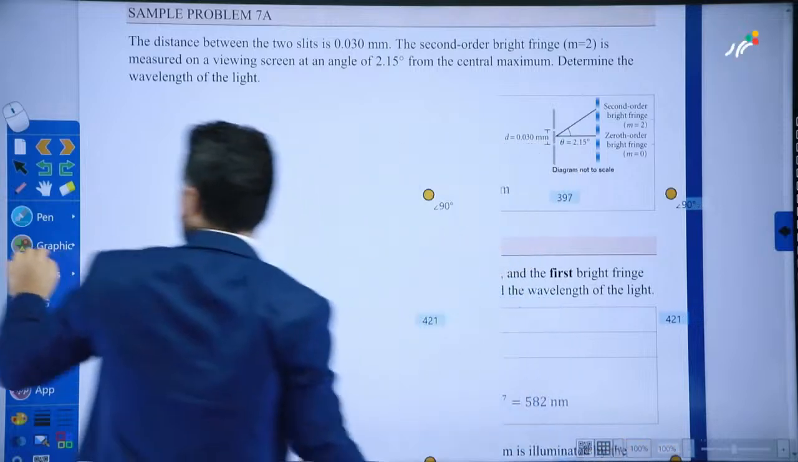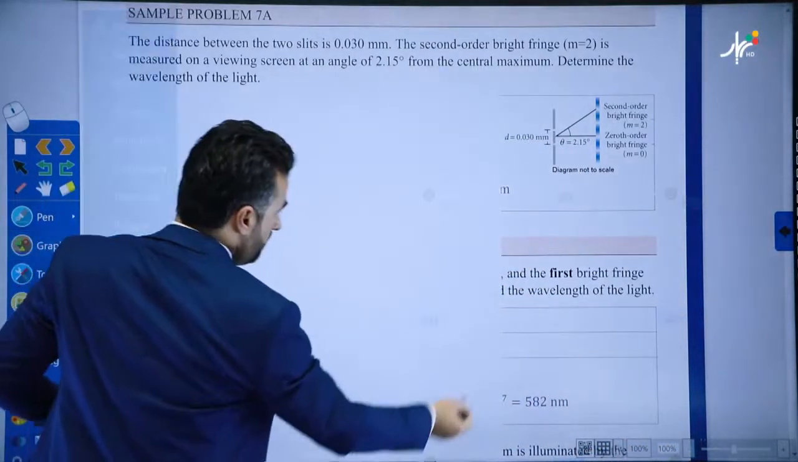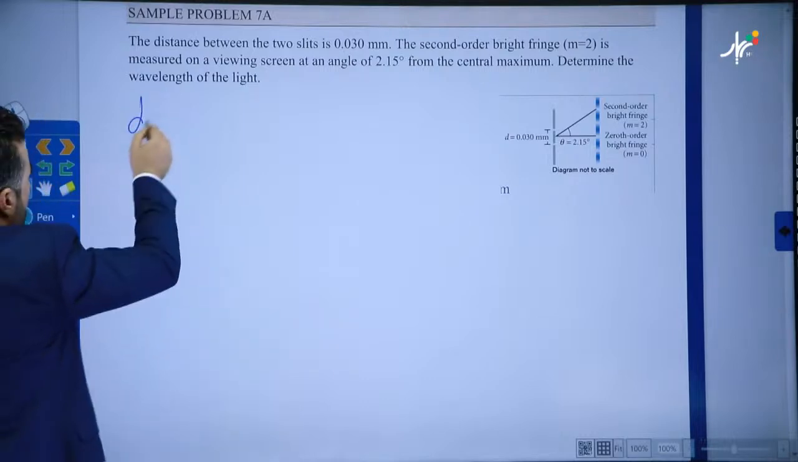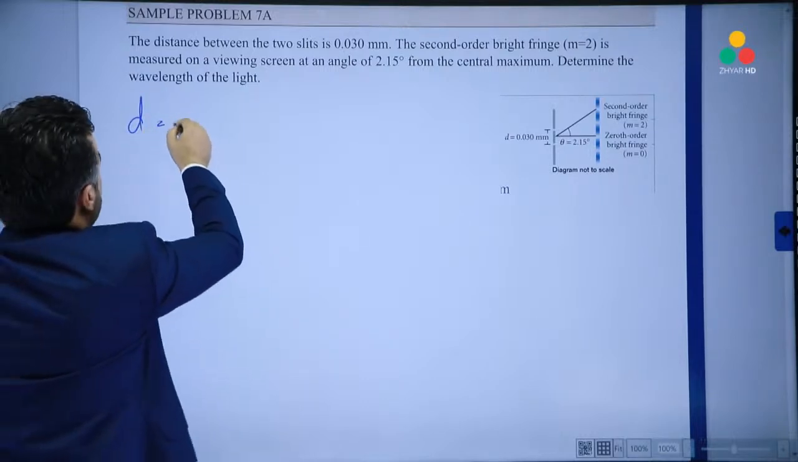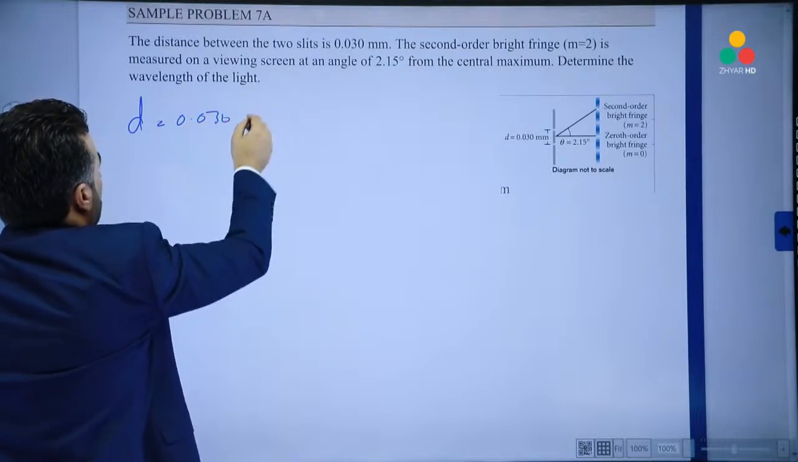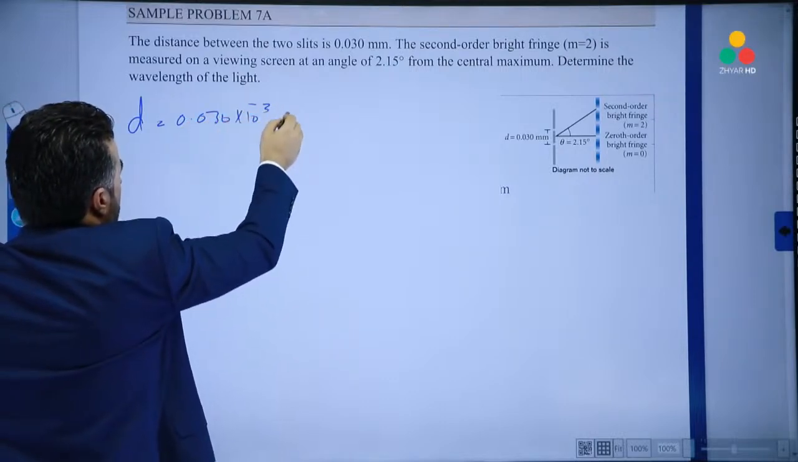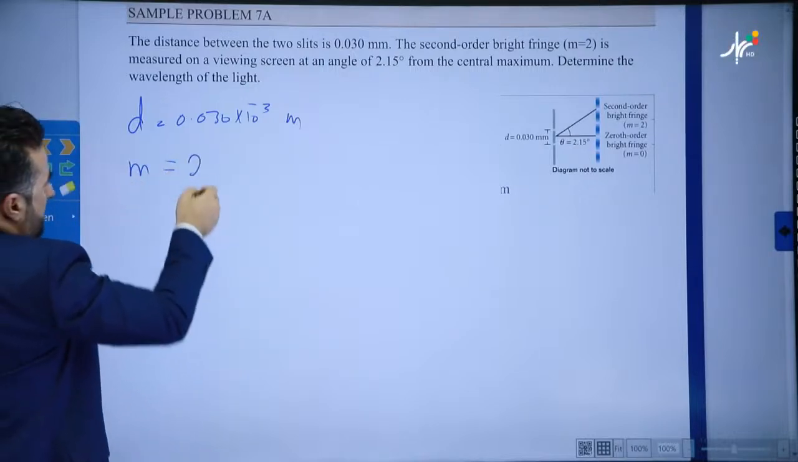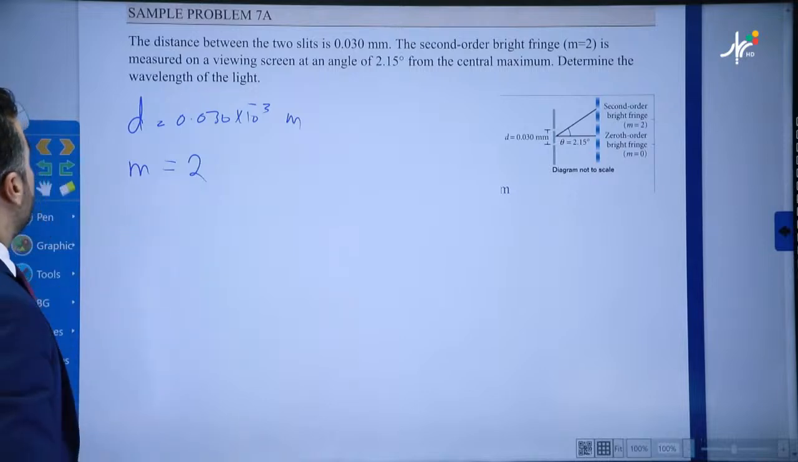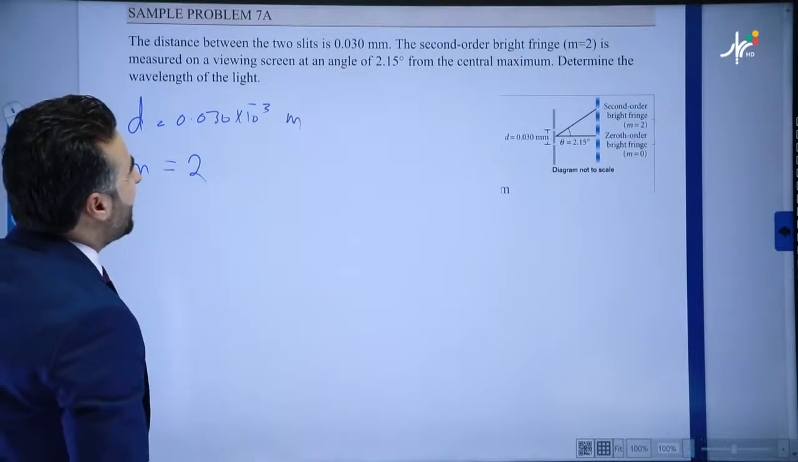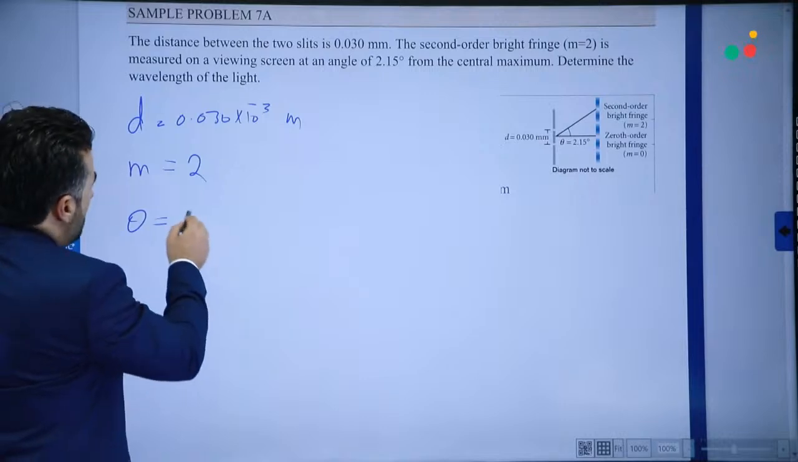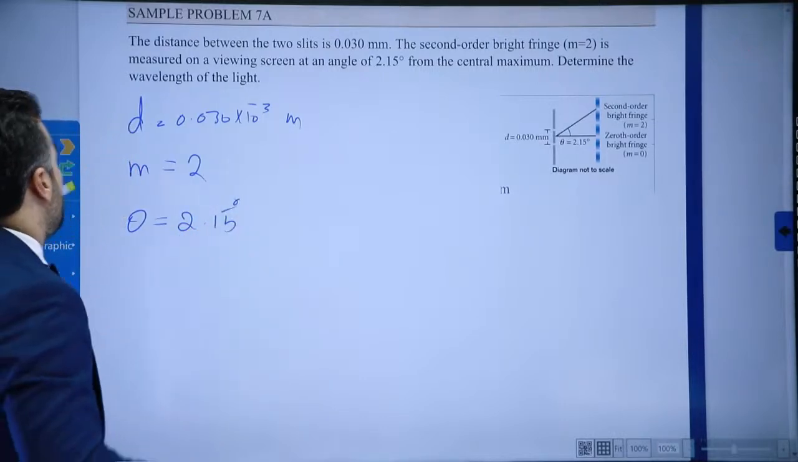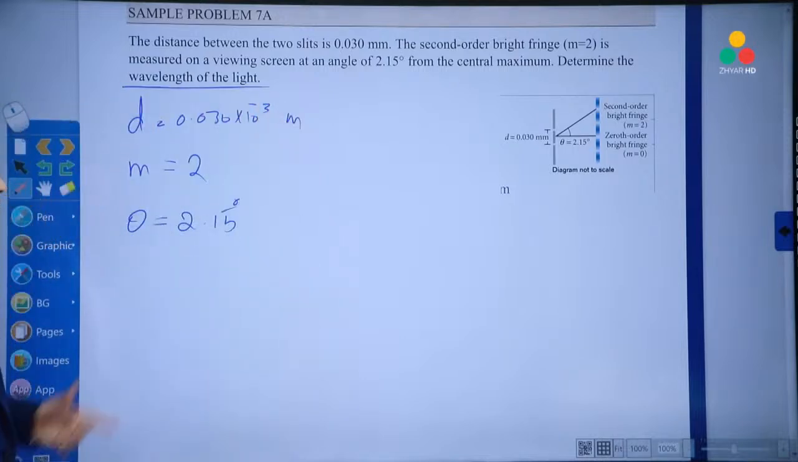Okay, so take a look. What do we have? It says d, that is the distance between the two slits. It is basically 0.030 millimeter. Each milli is 10 to the power -3, that is in meters. It says the second order bright fringe, so m is going to be second, that is this. As long as it is bright, we don't have any problem. It is measured on a viewing screen at an angle of, so we can say theta is 2.15 degrees from the central maxima. Determine the wavelength of the light. So how do you find the wavelength?